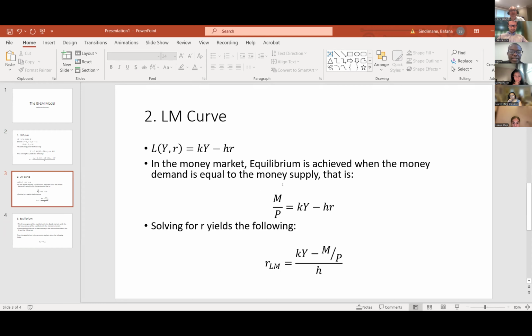In the money market, equilibrium is achieved when the money demand is equal to the money supply. The money supply is given by this, the real money supply, P being the price level. So the money supply is equal to the money demand, and solving for R here will yield this equation. This is the real interest rate in the money market.